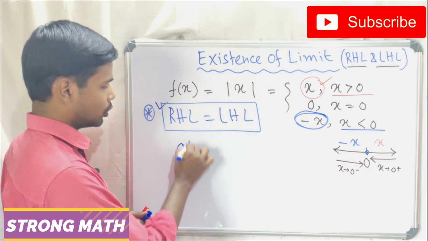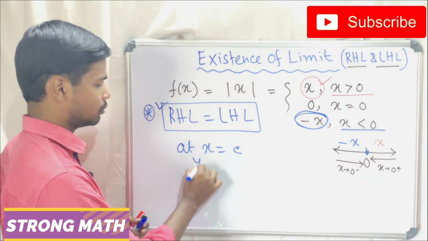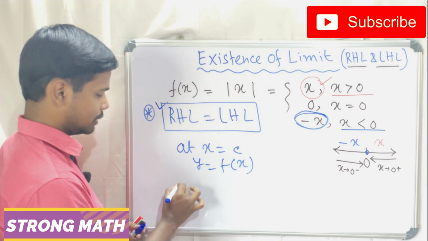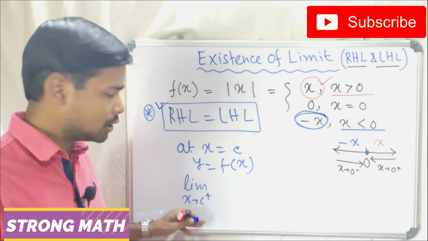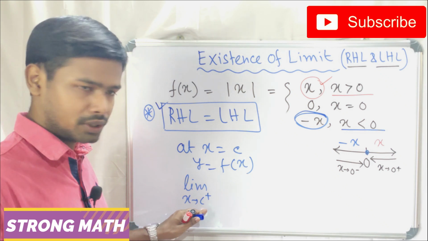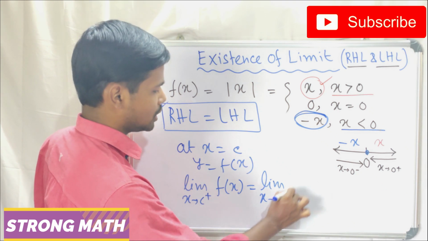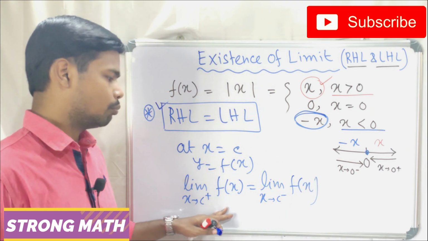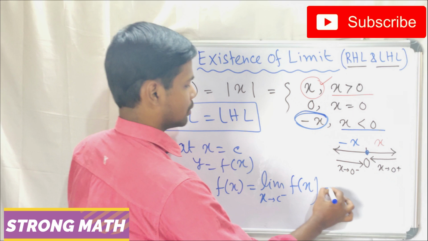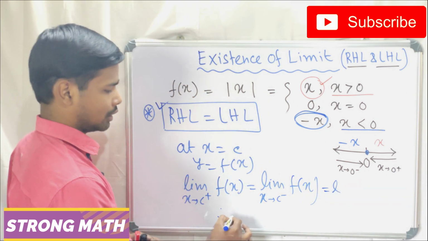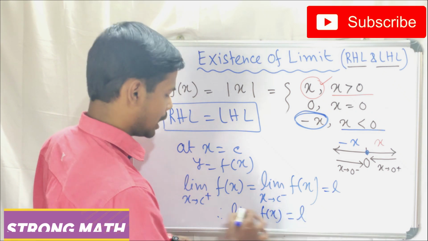Suppose at x equals c, we are checking the limit of a given function y equals f of x. The criterion is: if the limit as x tends to c plus, that is the right hand limit of the function f of x at the point c, is equal to the left hand limit, that is the limit as x tends to c minus of f of x, and both exist and equal the same value L, then we can say that the limit as x tends to c of f of x equals L.